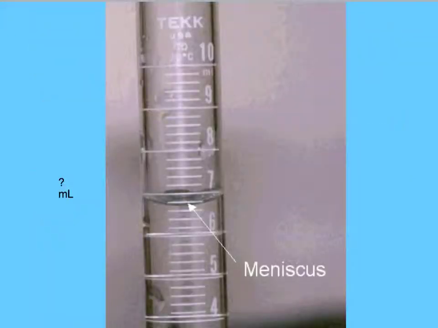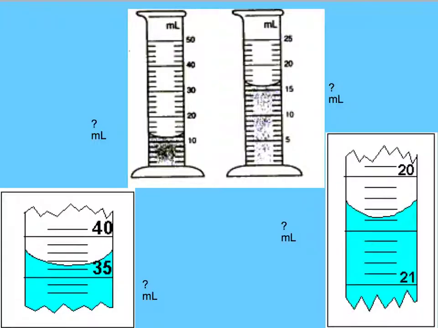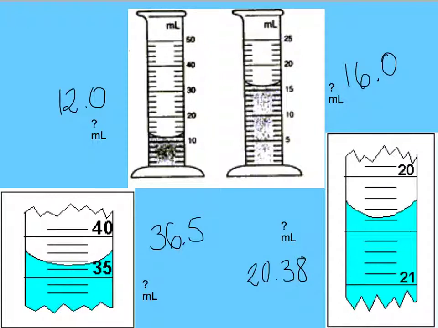So take a look at this graduated cylinder and see if you can figure out how many milliliters are in it. And there's your answer. Now take a minute to look at these drawings of graduated cylinders and reading the measurements off of those. And you can check your answers, and if you have any questions, ask your teacher.